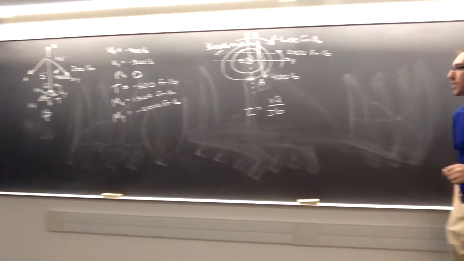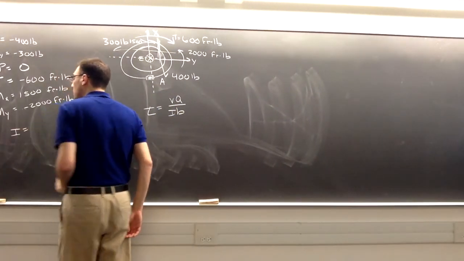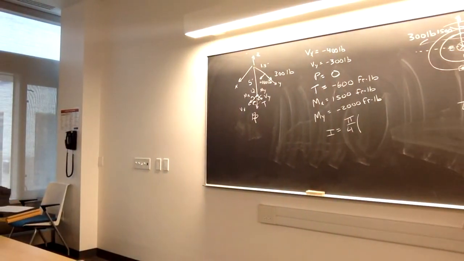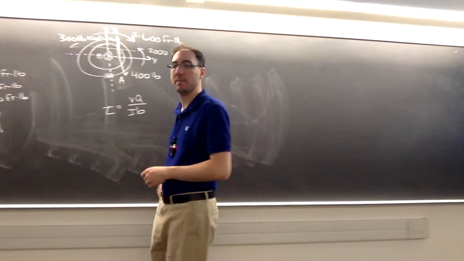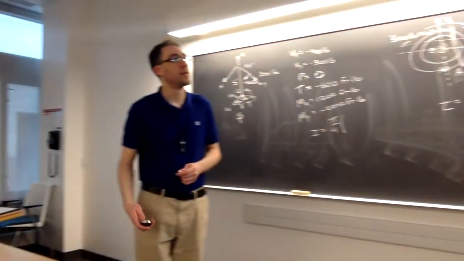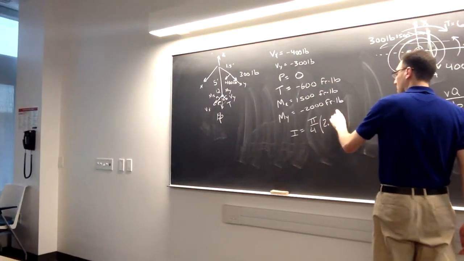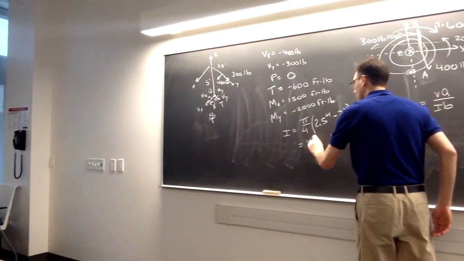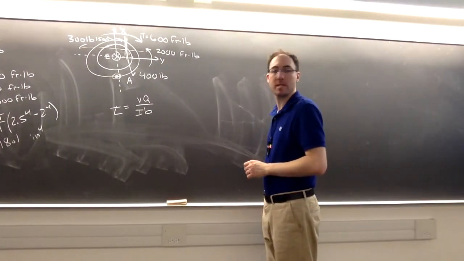Right, so remember, we have to use VQ over IB. While we're here, we're going to need to use I for another calculation. So I'll just calculate that right here. For a hollow ring, the moment of inertia will be pi over 4 times the outside radius to the fourth minus the inside radius to the fourth. As a reminder, they told us the outside radius was 2.5 inches, and the inside radius is 2 inches. So 18.1 we'll call it. All right, because we're going to need to use that in this calculation and in the moment calculation.